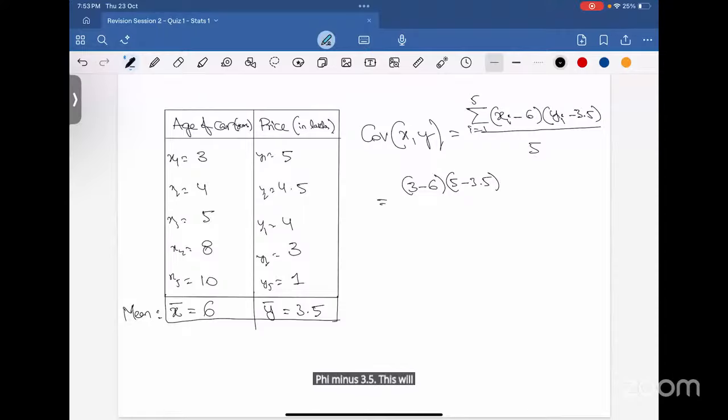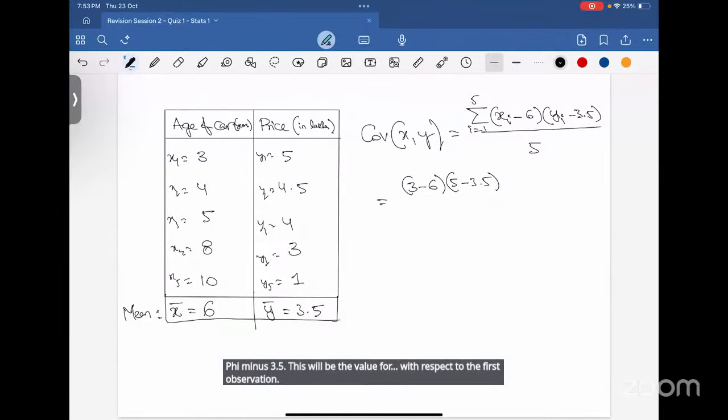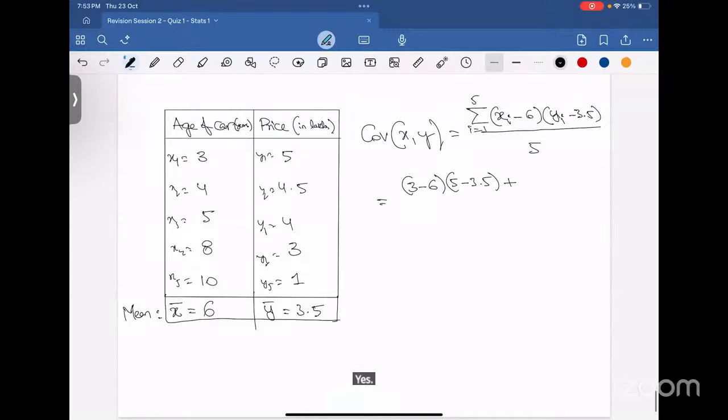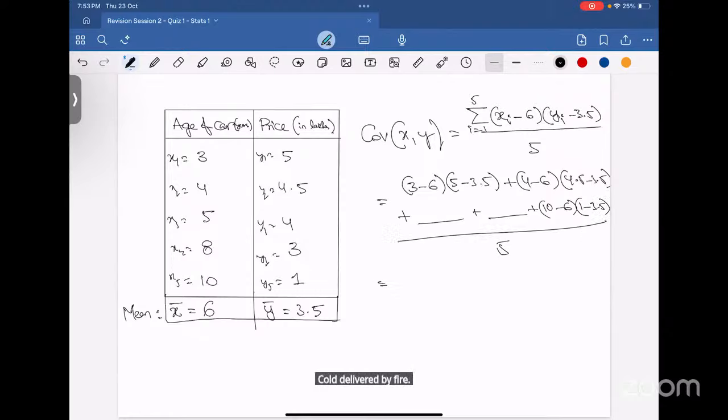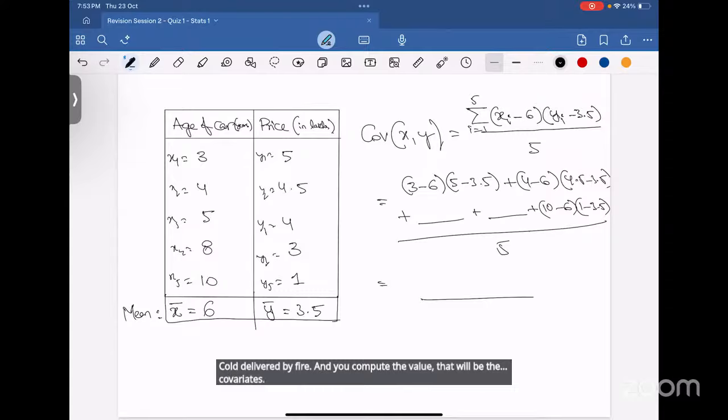This will be the value with respect to the first observation. Plus, if i is 2, then it will be 4 minus 6 into 4.5 minus 3.5. Likewise, you write the third, the fourth, and the final one will be 10 minus 6 into 1 minus 3.5, whole divided by 5. And you compute the value. That will be the covariance.